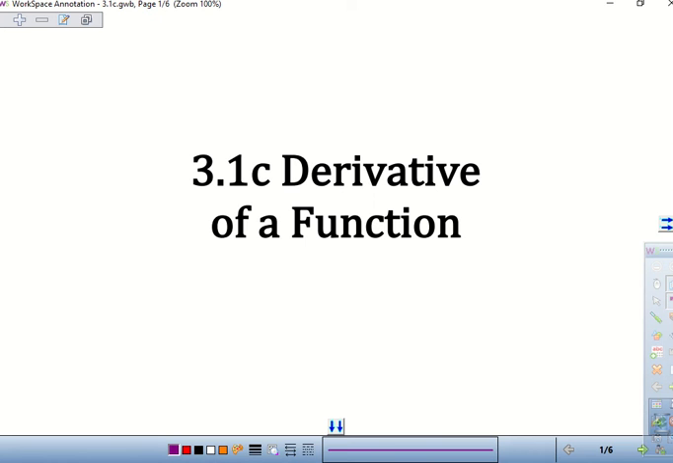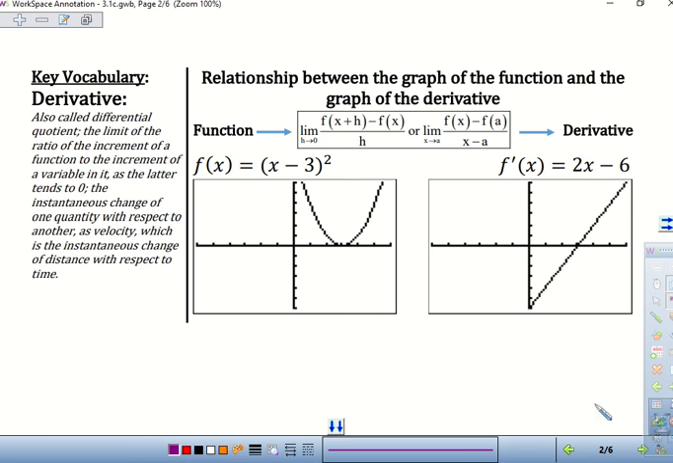Alright, so today's 3.1c, which is the last section of 3.1, derivative of a function, and we're going to talk about how we can sketch the graph of the derivative. So we've already learned in this class how to use the formulas. You can use the formula to find the derivative of a function.